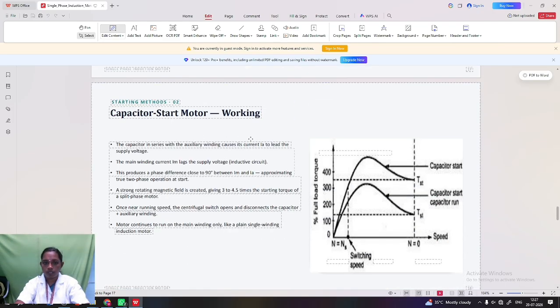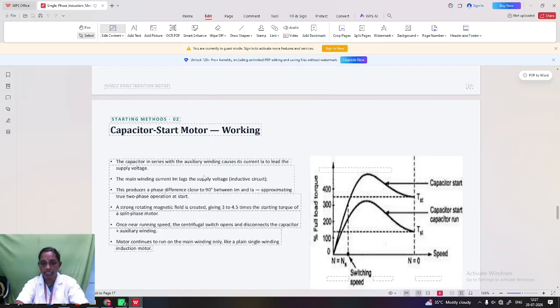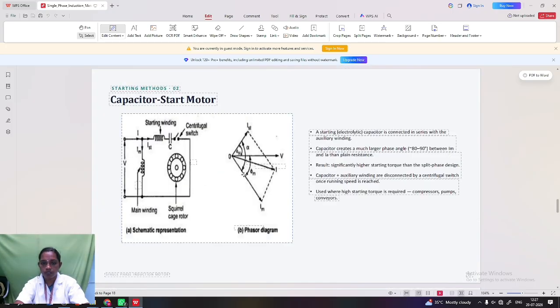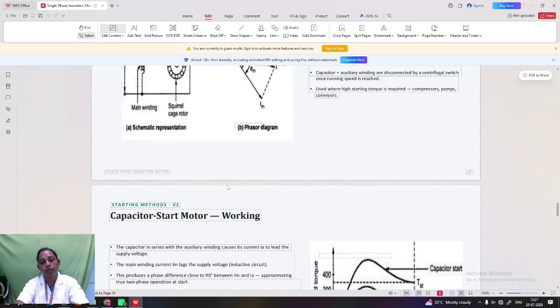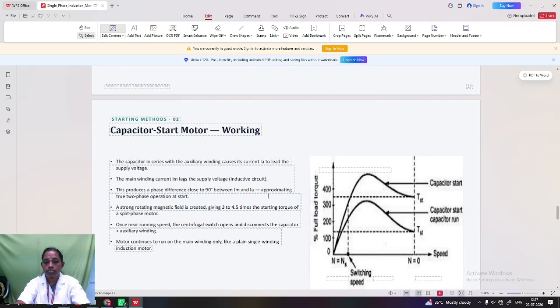Capacitor start motor working. Here the capacitor is in series with the auxiliary winding, which causes its current IA to lead the supply voltage. The main winding current IM lags the supply voltage. This produces a phase difference close to 90 degrees. Here the phase difference between IM and IA is alpha. This alpha approaches nearly 90 degrees between IM and IA, which approximates two phase operation at start. A strong RMF is created, giving 3 to 4.5 times the starting torque of a split phase motor.